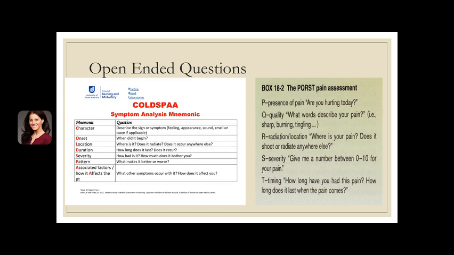The PQRST is very similar. It's just a different way of phrasing the questions. But these are just two mnemonics to kind of help you investigate. So I have to say this now, you really need to pick one and memorize it and just keep using it, because I'm going to keep asking you this throughout the semester.